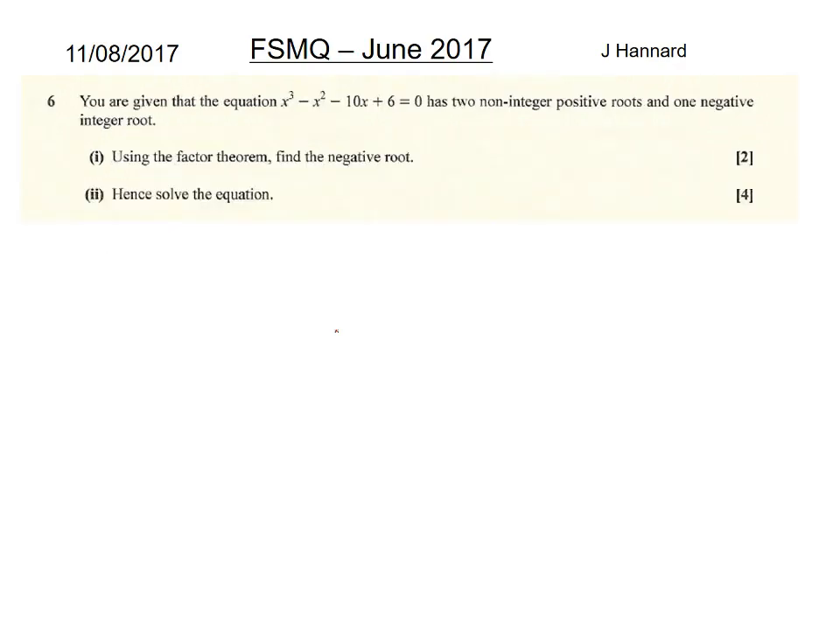A fairly gentle start of the paper, I think. Question 6: you were given that the equation x cubed minus x squared minus 10x plus 6 equals 0 has two non-integer positive roots and one negative integer root. So using the factor theorem, find the negative root.